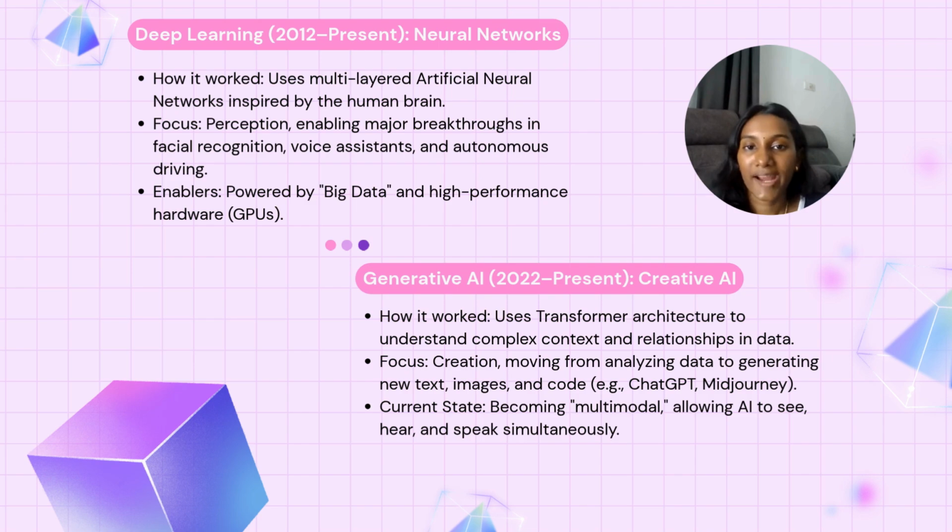Next, we are finally in the current era of generative AI. This is powered by the transformer architecture, which allows AI to understand context and relationships within information. The goal has shifted from analyzing data to creating it. We also see this in tools like ChatGPT and Midjourney, which can generate original text, art, and code.